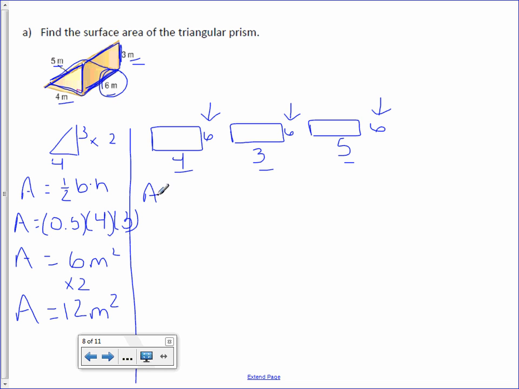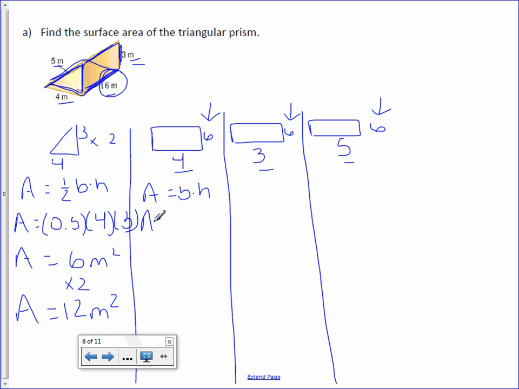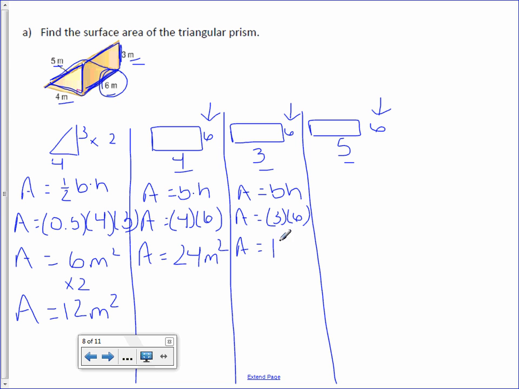The area of a rectangle is base times height. Area equals 4 times 6. Area equals 24 meters squared. Next one. Area equals base times height. Area equals 3 times 6. Area equals 18 meters squared. Last one. Area equals base times height. Area equals 5 times 6. Area equals 30 meters squared.